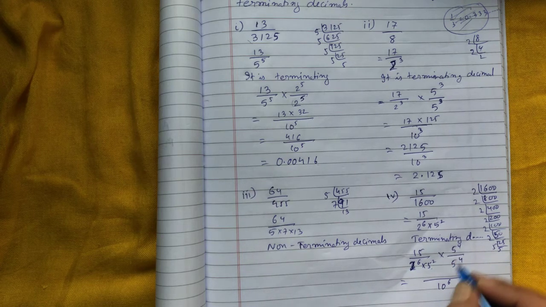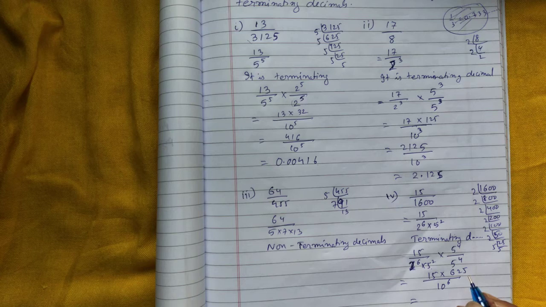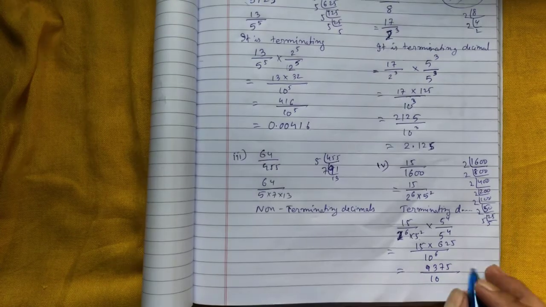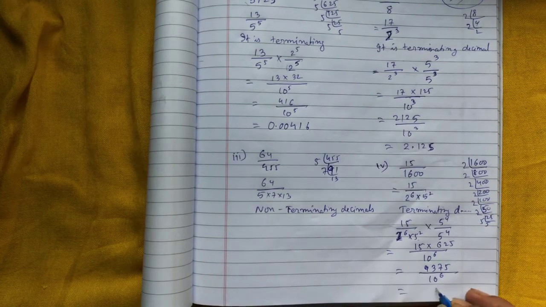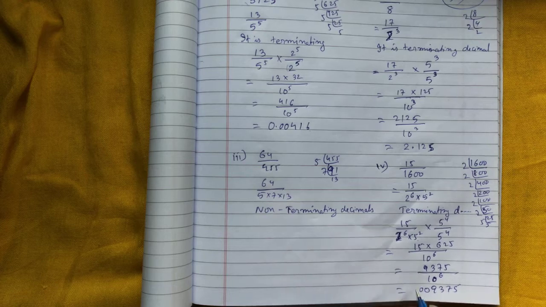And 15 into 5 to the power 4, which is 625. If you multiply 15 into this, you'll get 9375 by 10 power 6. So your final answer will have 6 decimal places. Since this is 10 power 6, 1, 2, 3, 4, 5, 6.